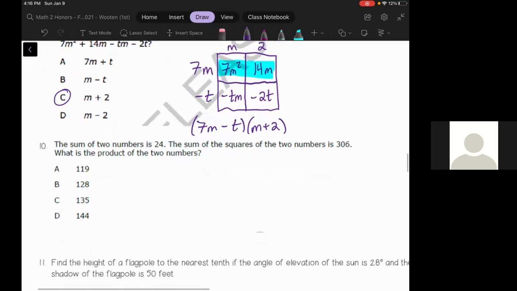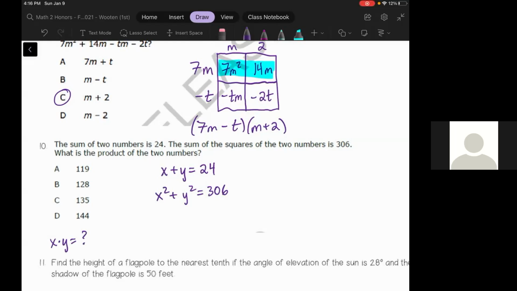Okay. Number 10. The sum of two numbers is 24. I don't know what they are right now, so I'm just going to call it x plus y makes 24. The sum of the squares of those two numbers is 306. So if I squared them and added them together, I get 306. And the question is, what is the product of the two numbers? So x times y equals what? That's what I'm going to be looking for here.